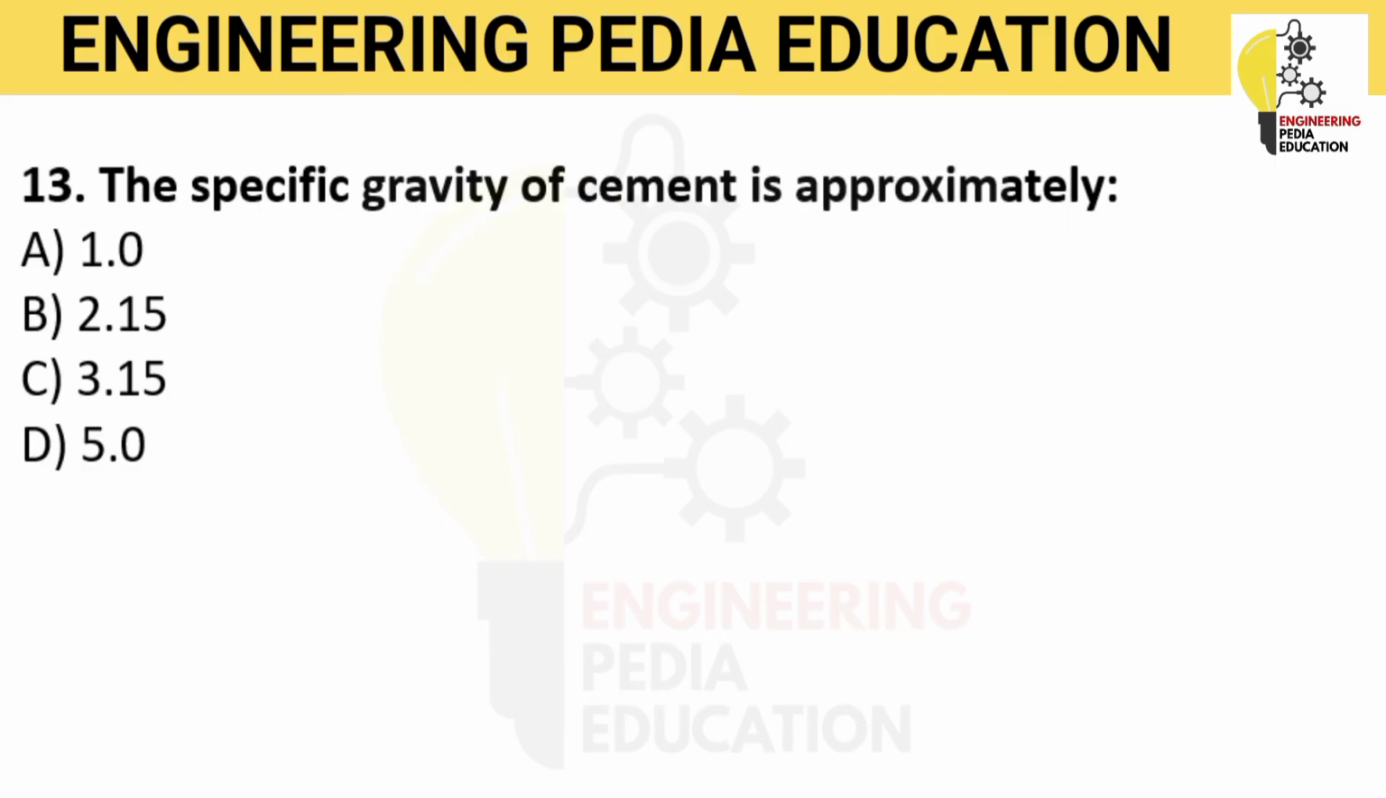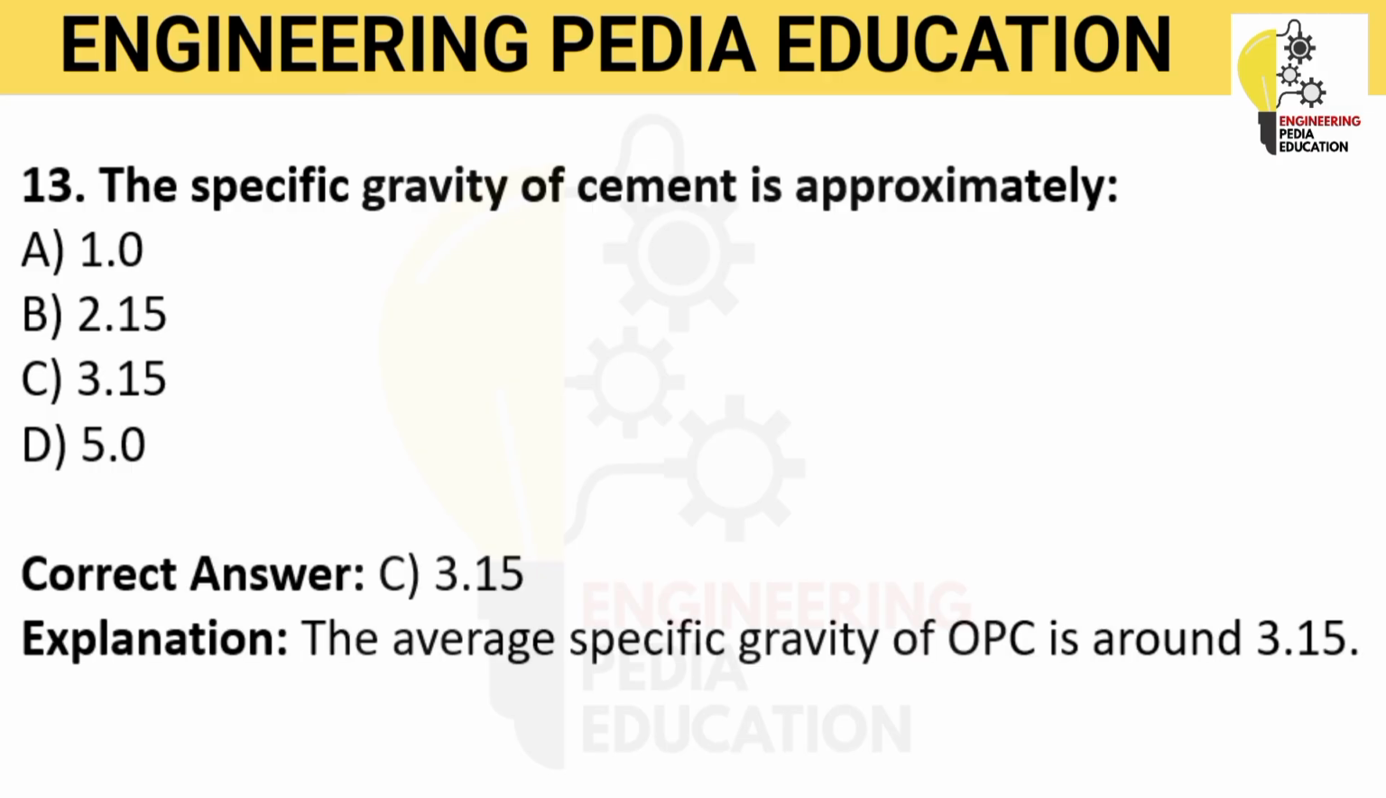The specific gravity of cement is approximately 1) 2.15, 2) 3.15, 3) 5.5. So the correct answer is 3.15. Specific gravity of cement is the ratio of the weight of a given volume of cement to the weight of an equal volume of water. The standard value for OPC is 3.15.